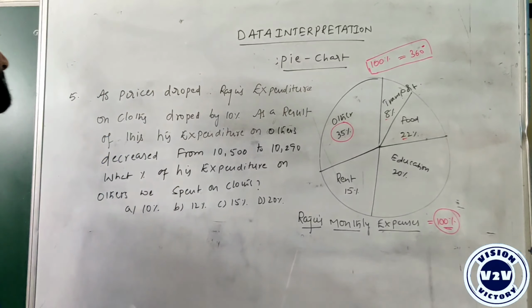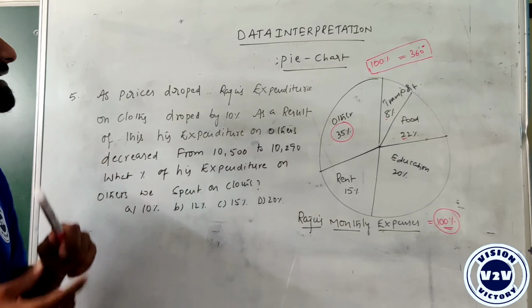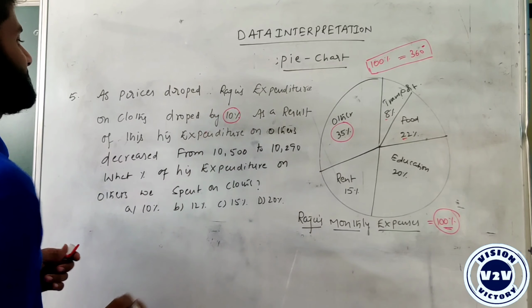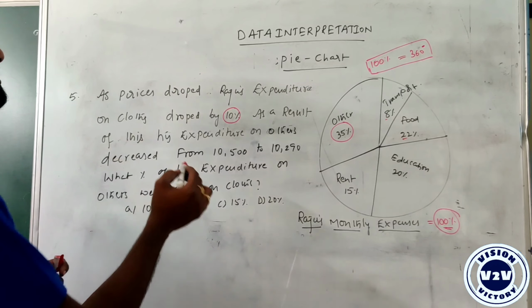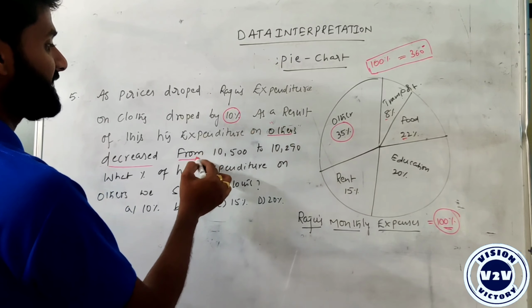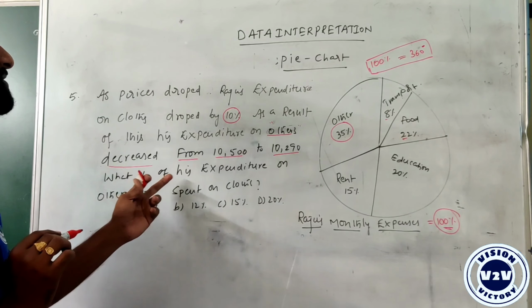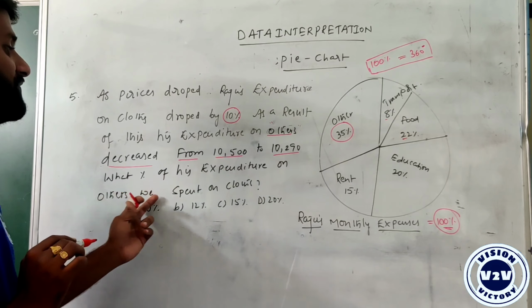Okay, see one more question. As a price drop, Raju's expenditure on clothes dropped by 10%. As a result of this, expenditure on others decreases from 10,500 to 10,290. Then what percentage of his expenditure on others was spent on clothes?